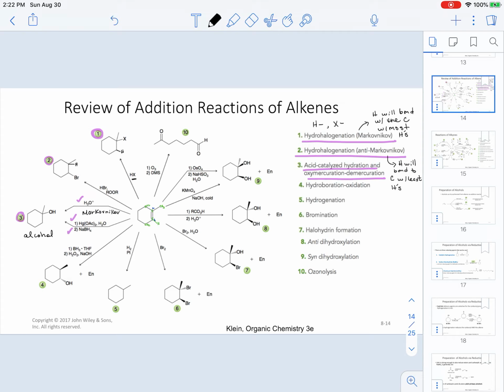In this Markovnikov addition, I'm just going to write it right here in the corner. For number 3, we have an H coming and we have an OH that is going to be added to the carbons that used to be double bonded to one another. As you can see, because there's a Markovnikov addition, the carbon with the highest number of hydrogens, which is carbon B, is the one that got the incoming hydrogen.